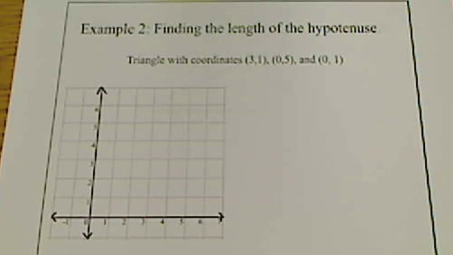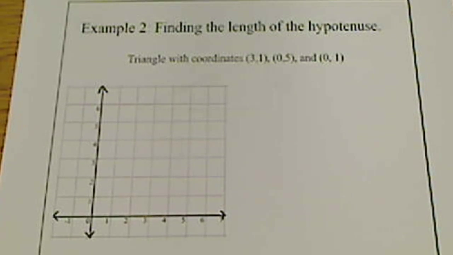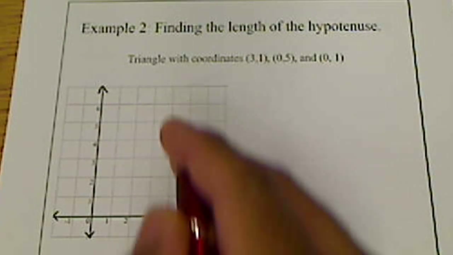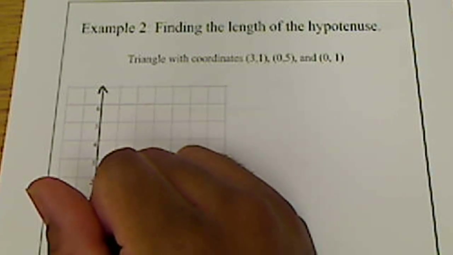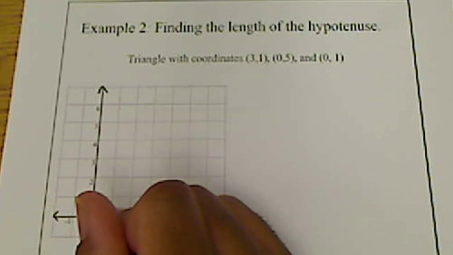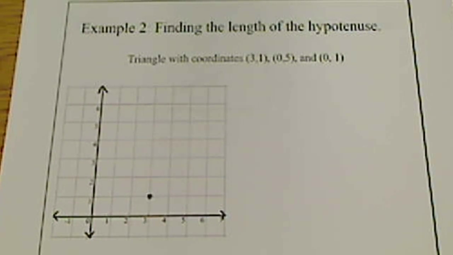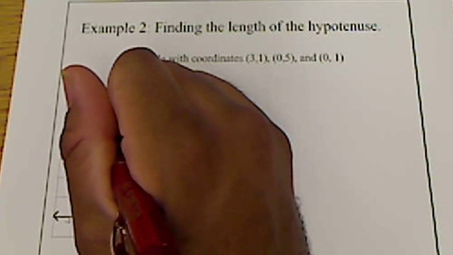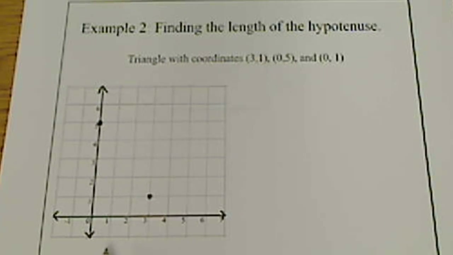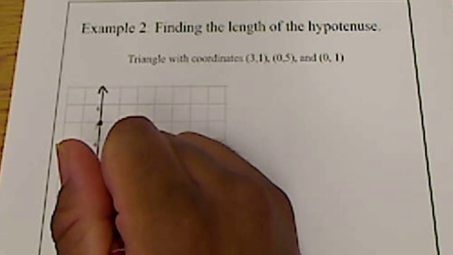Example 2. Alright. So, this time you actually got to plot your points on here, okay? So we're going to plot our points. Let's plot 3 and 1. So I start at 0. I go to the right: 1, 2, 3. And then I go up 1. Alright. The next one, 0, 5. So I can't go anywhere because of that first number. So I just go up to 5. And then I got 0, 1, which is right here.